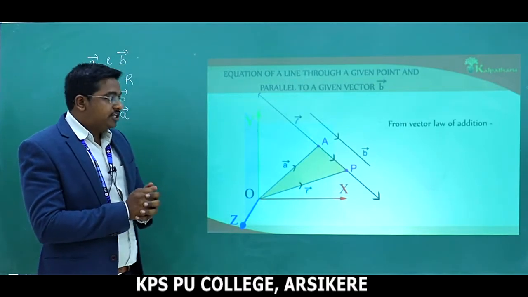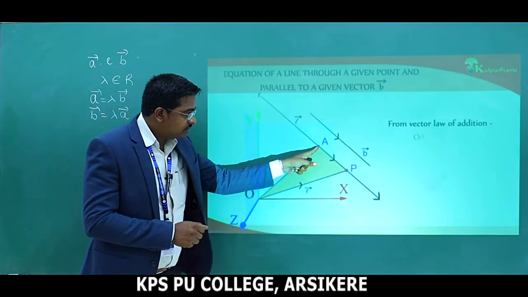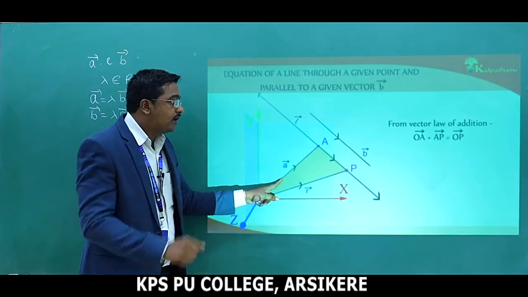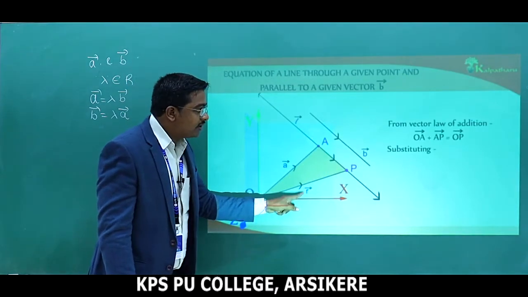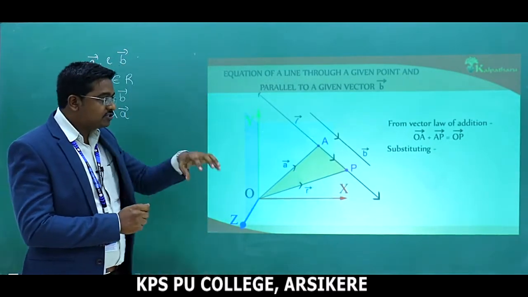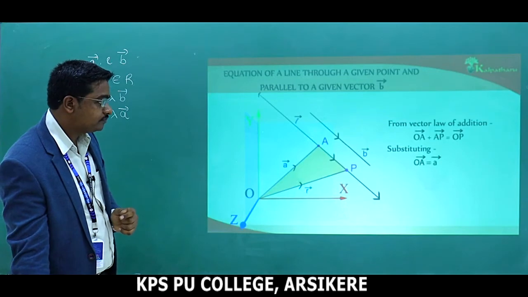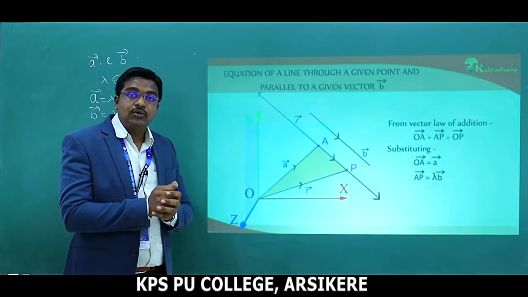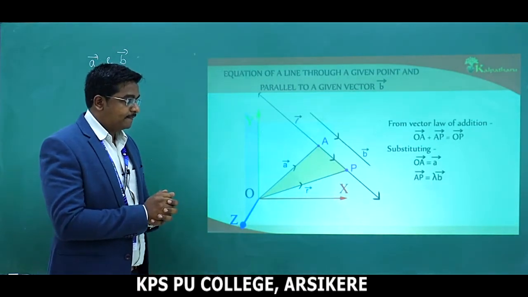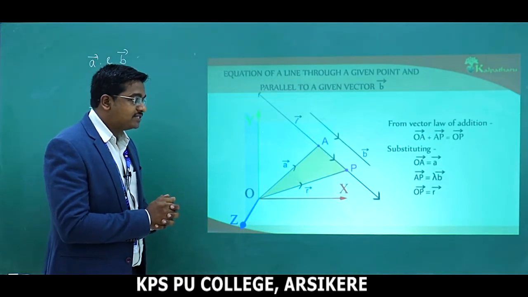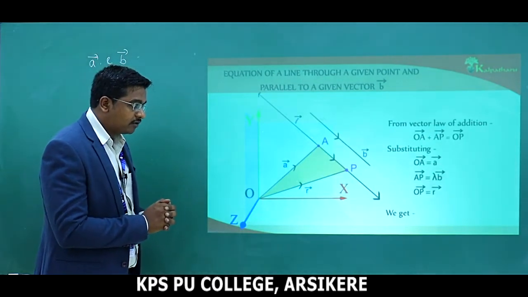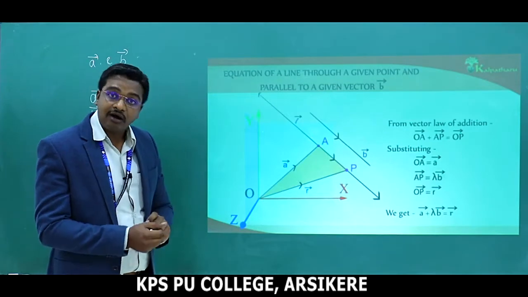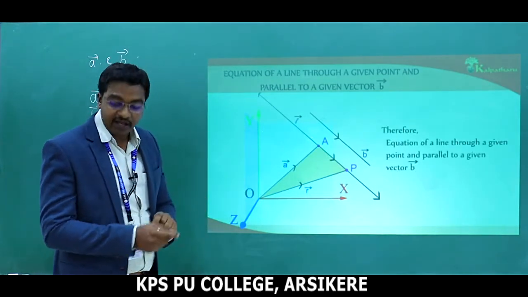Next, from the vector law of addition we discussed, vector OA plus AP is equal to OP. What is vector OA here? Vector A. AP stays as it is, and vector OP becomes vector R. Substituting in the previous equation, OA is equal to vector A, AP is equal to lambda into B, and OP is equal to vector R. We get vector A plus lambda into vector B is equal to vector R. So this is the vector equation of the line.